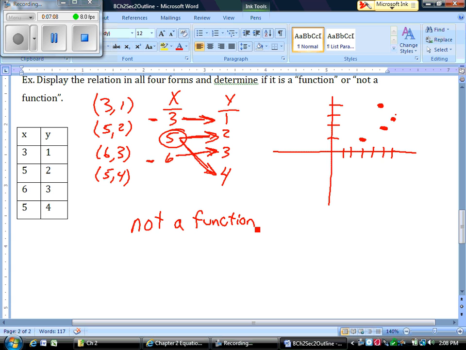Okay? The easiest one that I think to tell it from is the mapping, because as soon as you see 2 arrows leaving the x, that means it's not a function. Okay? 2 arrows leaving any single x value means it's not a function. All right?